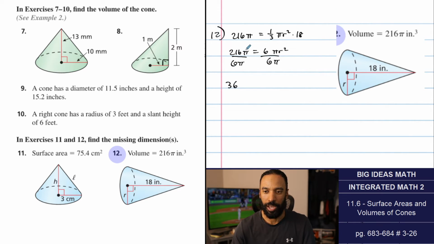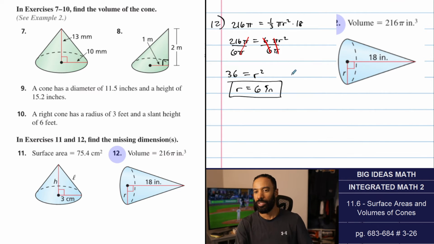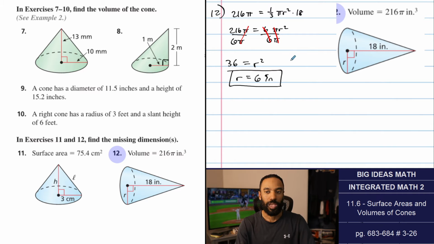Now, pi's gone. They cancel here, they cancel there, 6 cancels. You're left with r squared. 36 is r squared, so r will be 6 inches. And it sounds like that's all they're trying to find. Doesn't look like they're asking for slant height. You could find it, but no, they don't want us to. All right, that's number 12.